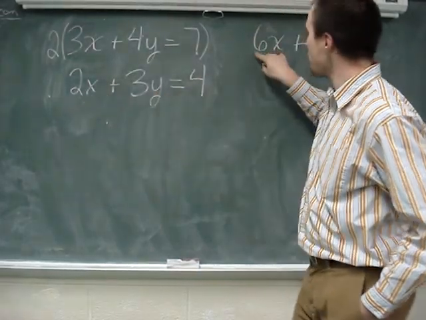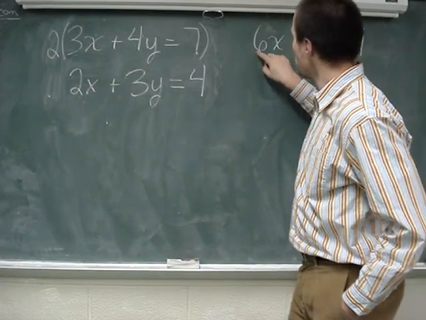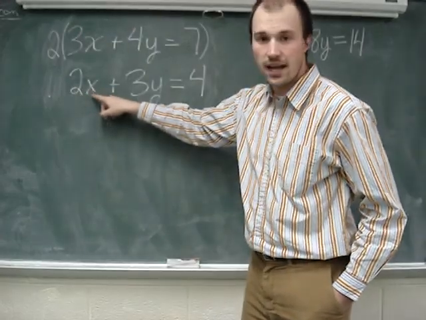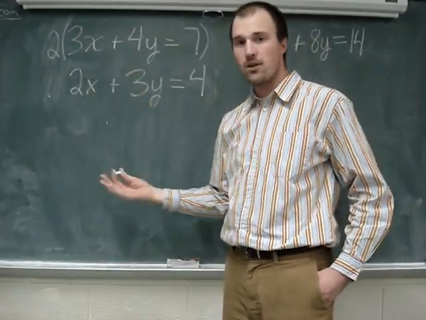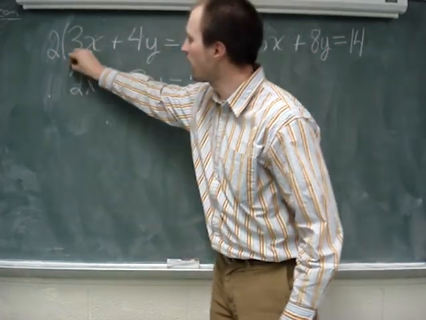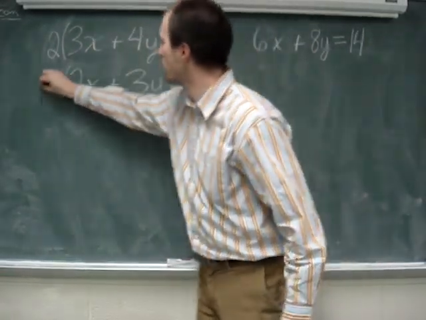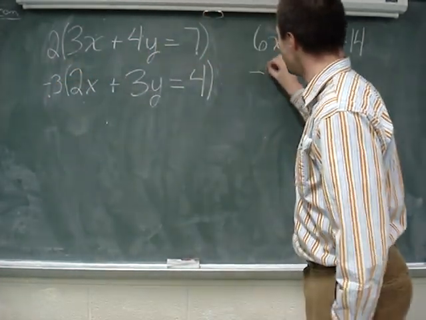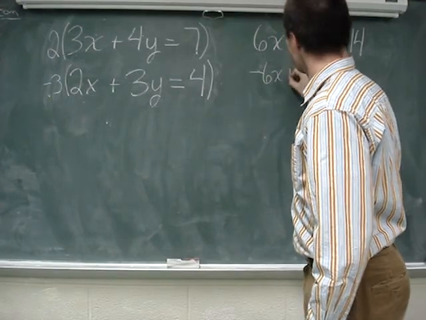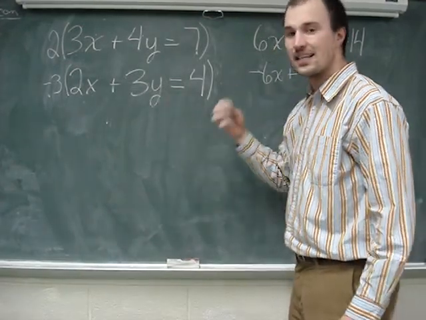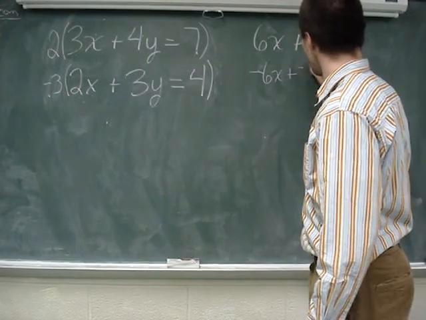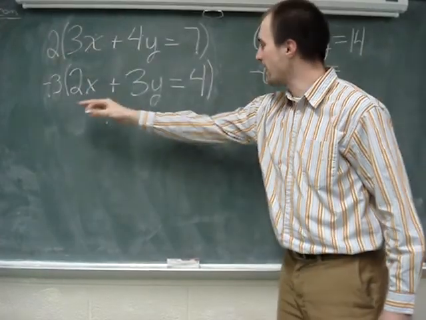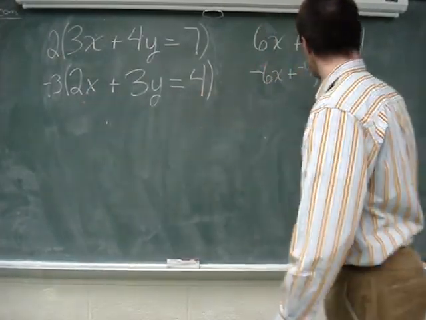Now I want to eliminate my x variable, so I'm going to want to find something that is the opposite of 6x. 2 times x times what value gives me a negative 6x? That value again is going to be a negative 3. And multiplying each term by a negative 3, I get a negative 6x plus a negative 3 times 3, which is negative 9 times y, or negative 9y, is equal to a negative 3 times a positive 4, or negative 12.